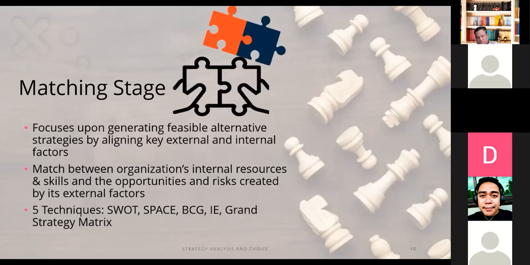The next stage is the matching stage. It focuses upon generating feasible alternative strategies by aligning key external and internal factors. Tools used in this stage rely upon information derived from the input stage to match external opportunities and threats with internal strengths and weaknesses. Matching external and internal critical success factors is the key to effectively generating feasible alternative strategies. The 5 techniques include SWOT, SPACE, BCG, IE, and Grand Strategy Matrix.